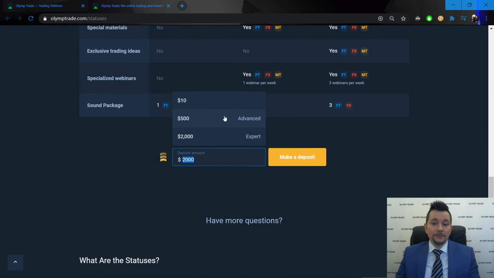So here we deposit $500 and you already have advanced status. Again, that money is your money to trade, but it allows you to trade more assets, to trade bigger size, and to basically make more money on the market. And that's what we have. An expert is $2,000, and again, that uncovers everything that the brokerage has to offer.